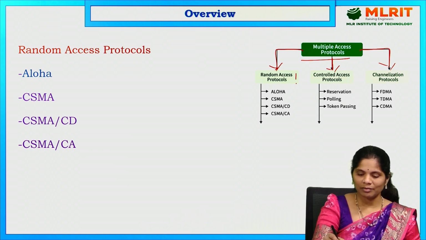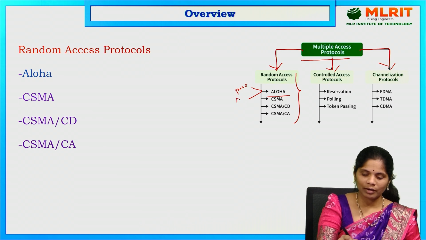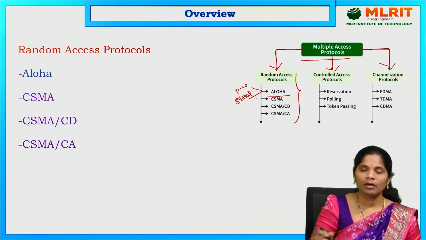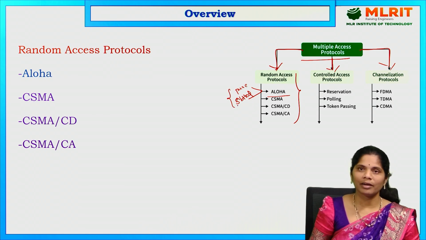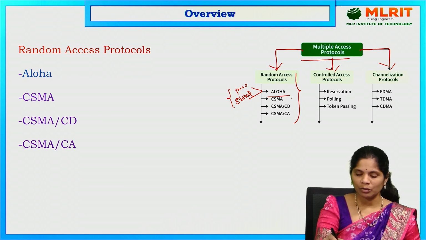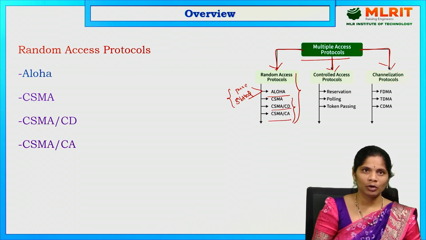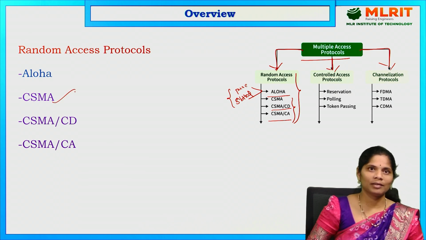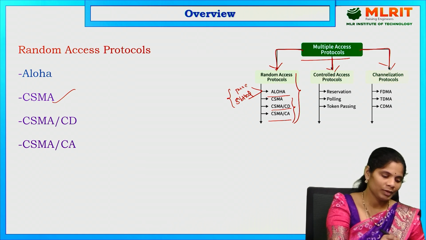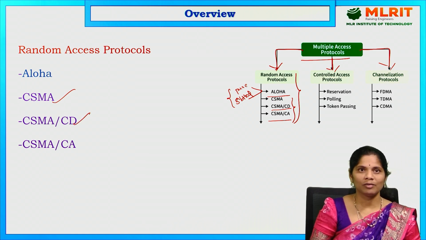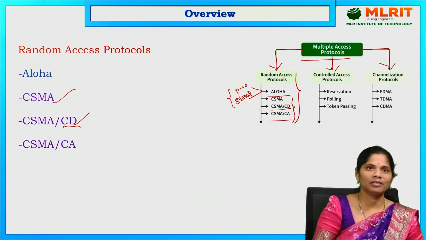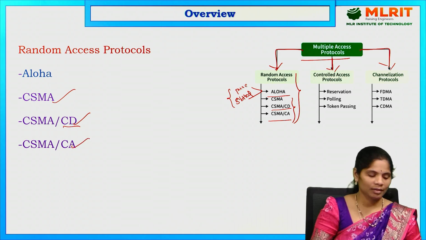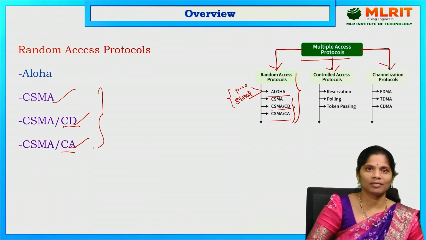In random access protocols, in the previous session we already discussed Aloha: what Aloha is, the different types like pure Aloha and slotted Aloha, and the differences between pure Aloha and slotted Aloha. Now we are moving to the next topics, that is CSMA, CSMA/CD and CSMA/CA. First we will discuss carrier sense multiple access, next carrier sense multiple access with collision detection, and then carrier sense multiple access with collision avoidance. These three topics we are going to discuss in today's session.